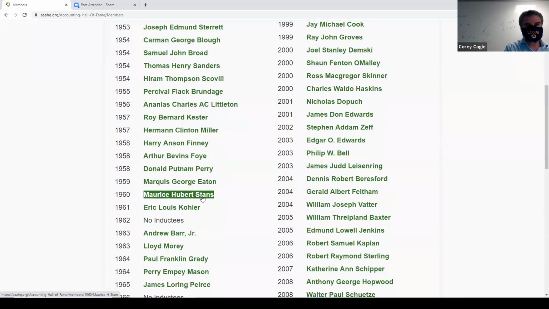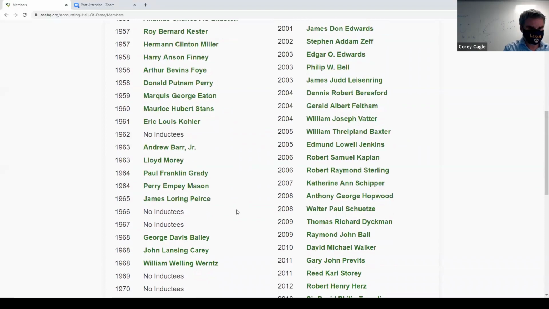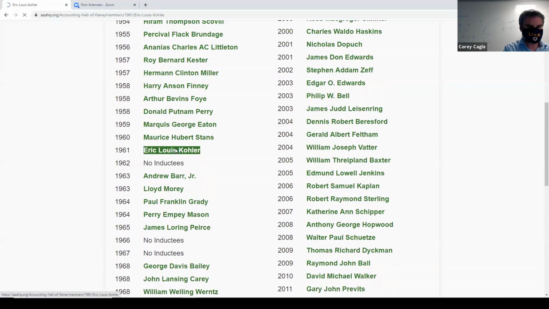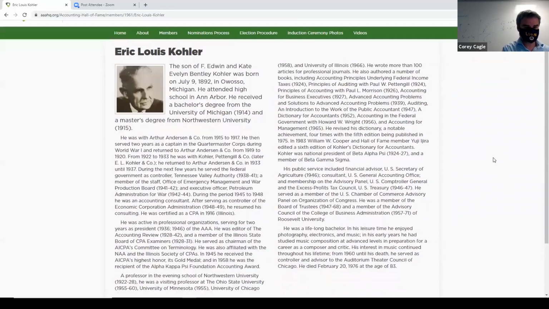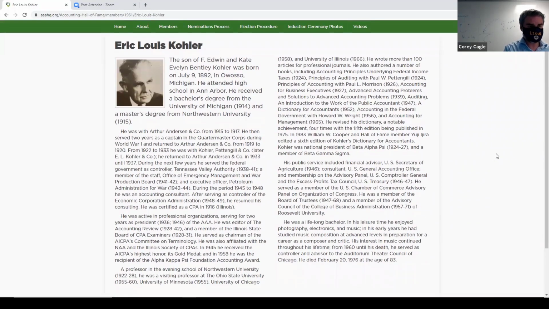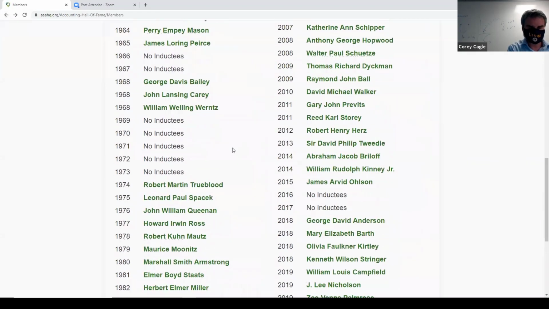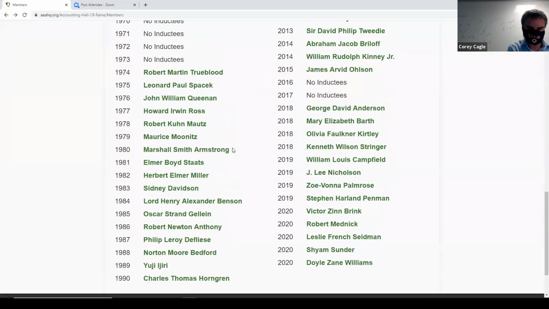This guy, Maurice Stans, was involved in Watergate. Is it like colored engines? I don't think so. But let's see. It could be. I don't know. We can find out. Lifelong bachelor. In his leisure time, he enjoyed photography, electronics, and music. Goodness, that's a lot to read. They list why each were inducted. It was pretty interesting. Some of the recent inductees.